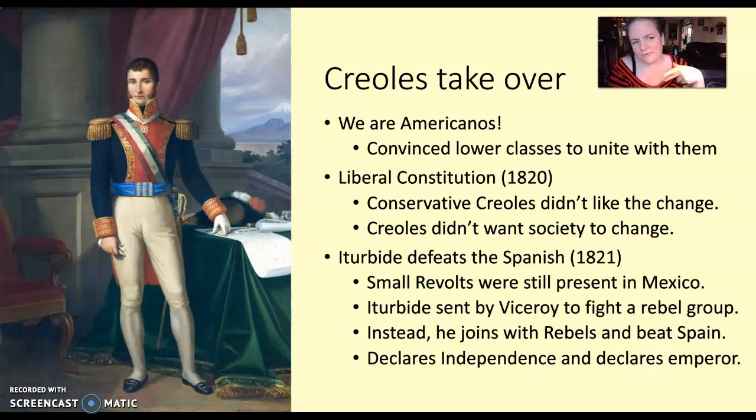And the conservative Creoles really don't like this change. Creoles don't want society to change. I don't know if you guys are familiar with this, but powerful rich white people aren't hankering for some change from below. All right.